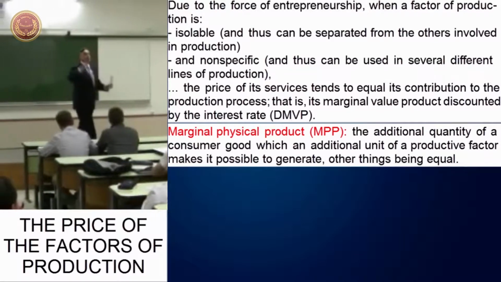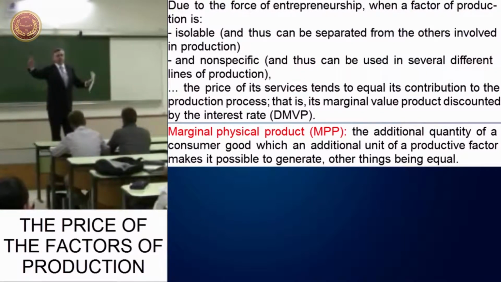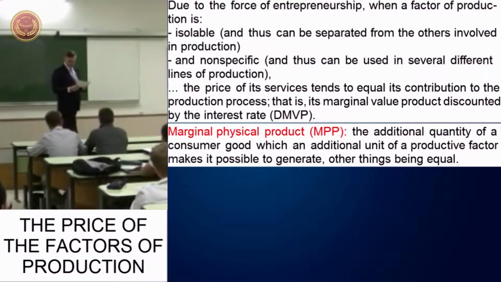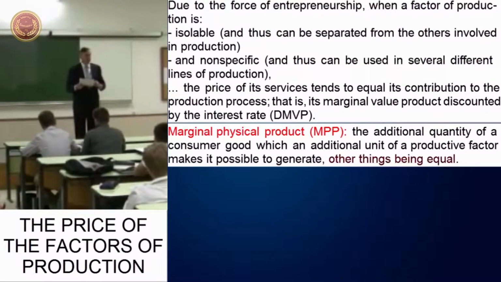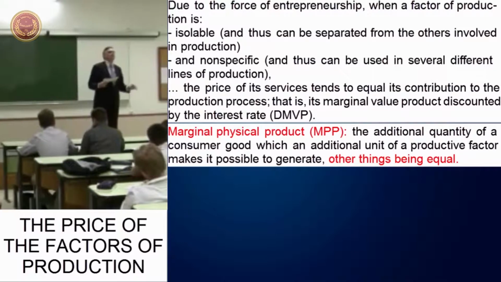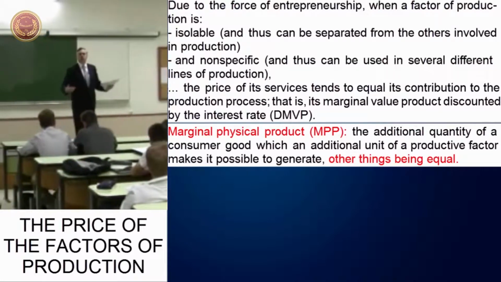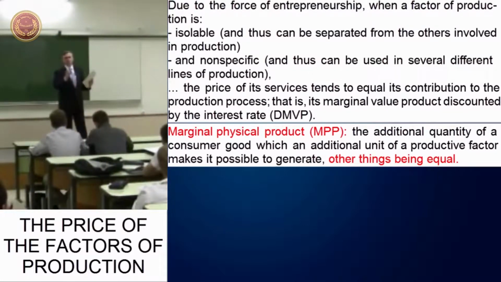That is the concept of the marginal physical product, the additional quantity of a final consumer good which one marginal unit of a factor of production makes it possible to generate, provided that the other factors of production remain constant, ceteris paribus, all other things being equal. We have already established that many factors play a part in the production process. But to determine the price of just one factor of production, we must imagine that the rest remain constant. The electricity, the facilities, the machine used to sew the shoes.